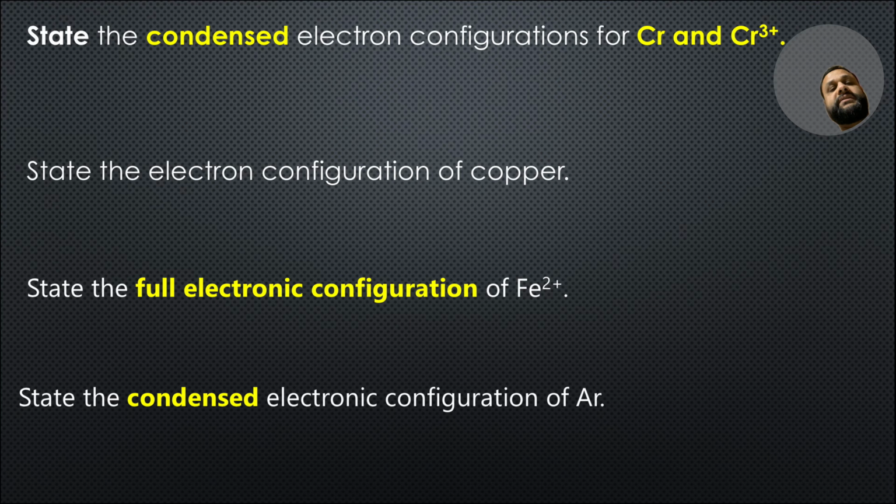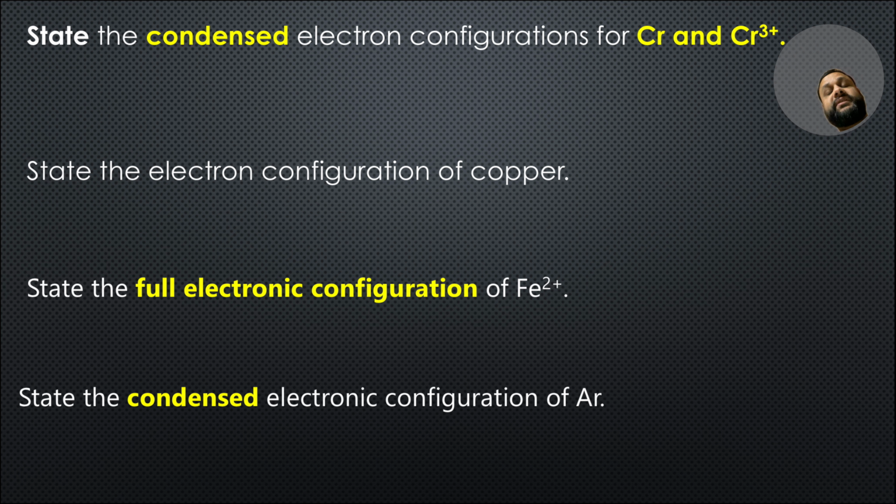Hi, let's look at these electron configuration questions. So the first one is: state the condensed electron configuration of chromium and chromium 3 plus. Whenever you write electron configuration, you must challenge yourself and ask yourself, is that given element copper or chromium? Because copper or chromium is an exception.